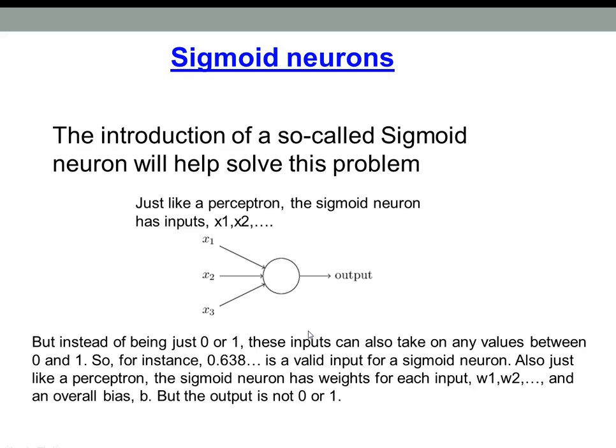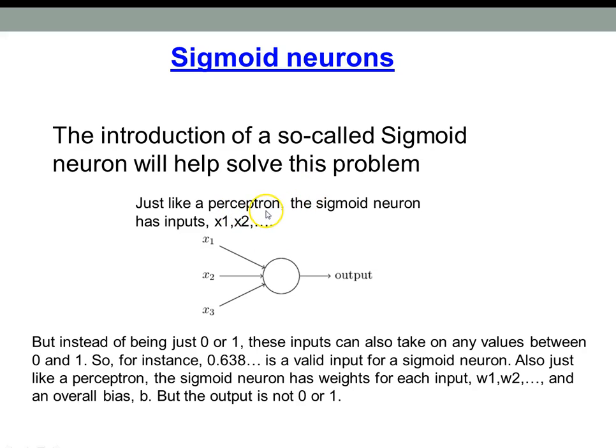Okay, so the introduction of the sigmoid neuron helps to solve this problem. And we already talked about what the sigmoid neuron is going to be. What's the point of it? What are we going to do? We're going to take the input and pass it through the sigmoid curve. And somehow that's going to help. Right? Not clear exactly why, but it's going to help. The introduction of a so-called sigmoid neuron will help solve this problem.